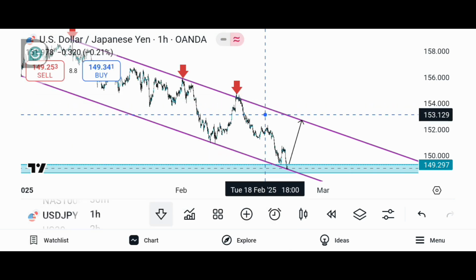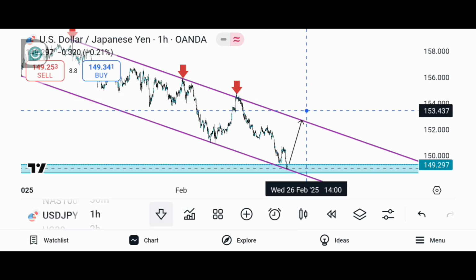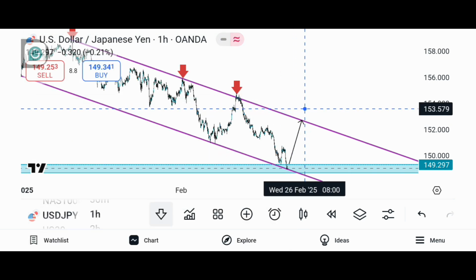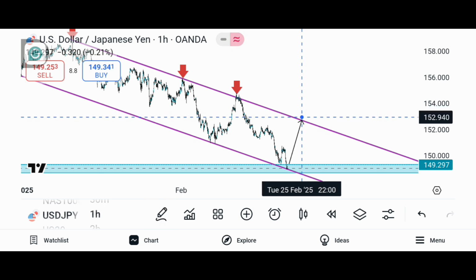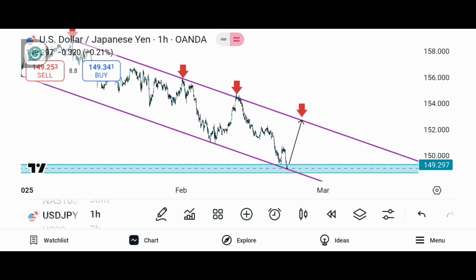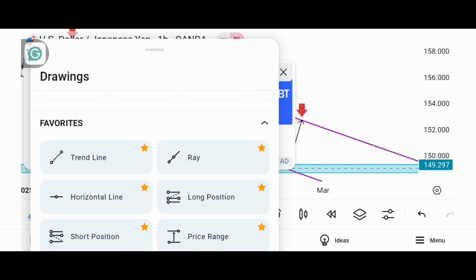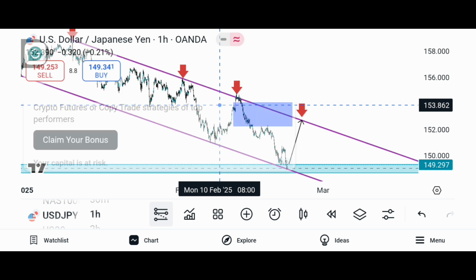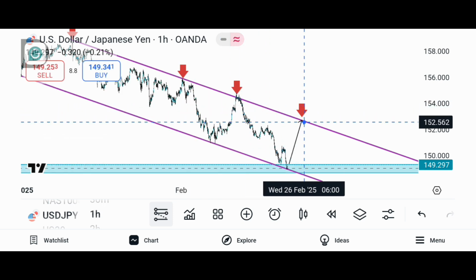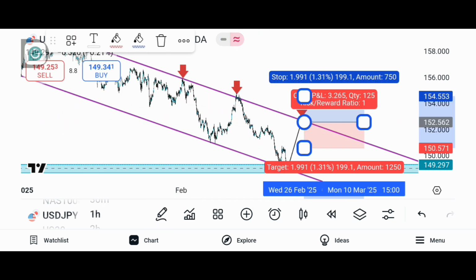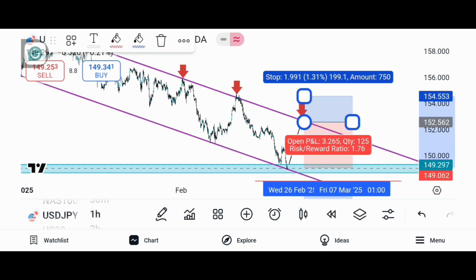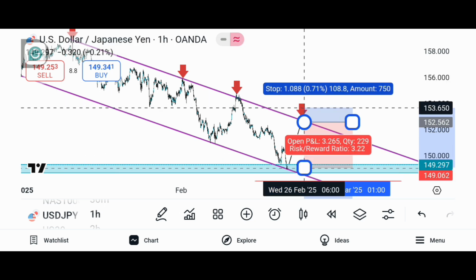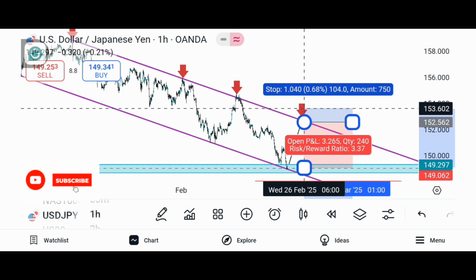So I'll be waiting for the fifth touch of the trend line, and if I get a breakout, then I'll just wait for a retest and take my buys. But for now, this is what I'll be waiting for. So now guys, it's just a matter of waiting to see what the market does, and then we will react to what it does, right?